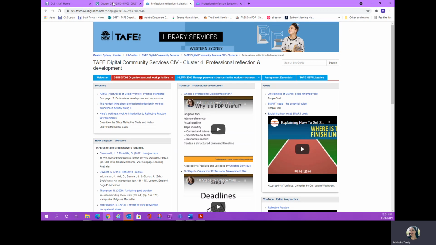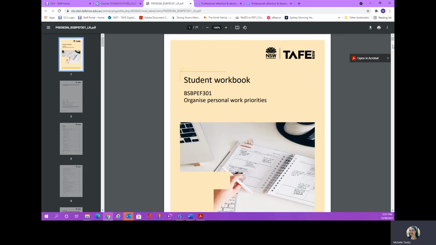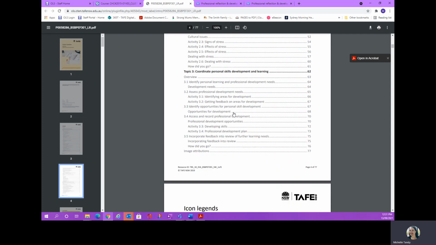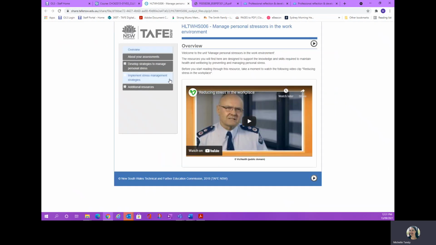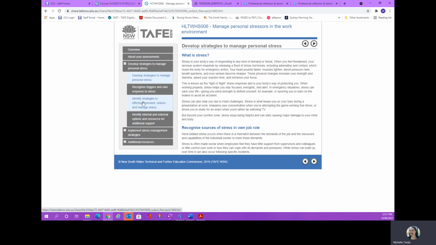So I'll just go back to the library guide again. Remember, you've got links for each of the units in this cluster. You also have the readings here and a workbook. You've got all of the areas. Make sure you read these thoroughly before submitting your assignment. This one looks a little bit different. You can go to additional resources and download a Word document of these readings if you prefer the Word version, but the rest of the readings are included when you navigate down the sidebar.